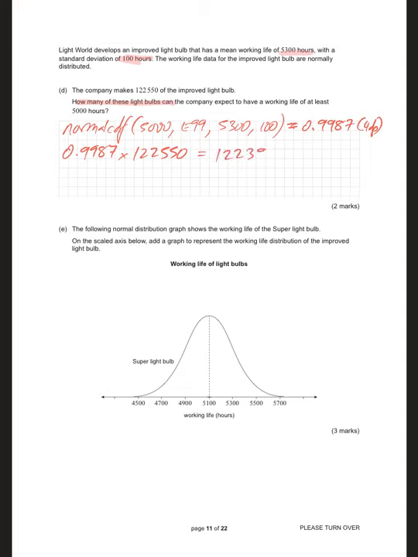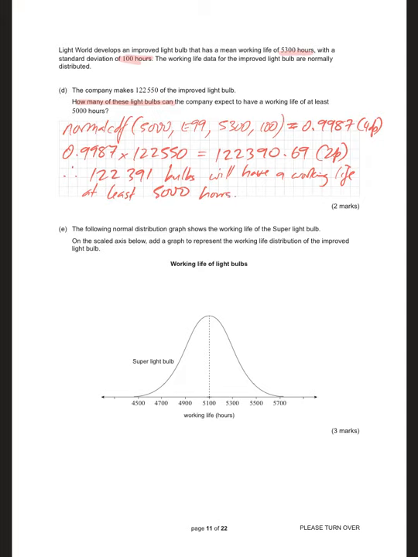122390.69 to 2 decimal points. So therefore, this one I can round up: 122,391 bulbs will have a working life of at least 5,000 hours.